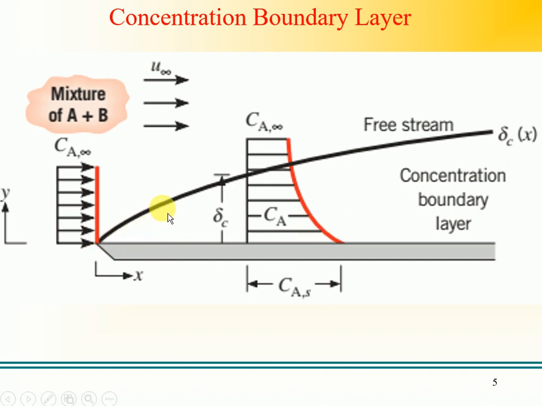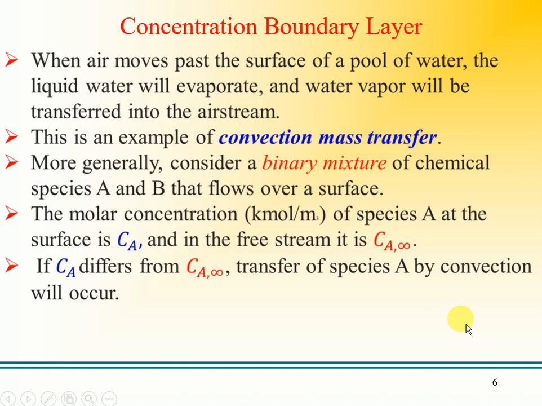Similarly, a region is developed where the concentration boundary layer reaches 0.99 of the free stream concentration. I can say that this is the concentration C_A at any instant. If you see, this graph is in the backward direction. As you move in the forward direction, the rate of evaporation or sublimation, or the rate of transfer of species B with species A, is decreasing. Whenever air moves over the surface of a pool of water, the liquid water will evaporate, and water vapor will be transferred into the airstream. This is one example of two species making the concentration boundary layer.